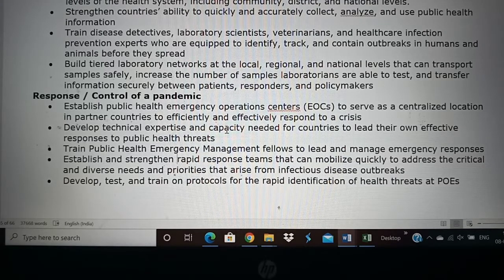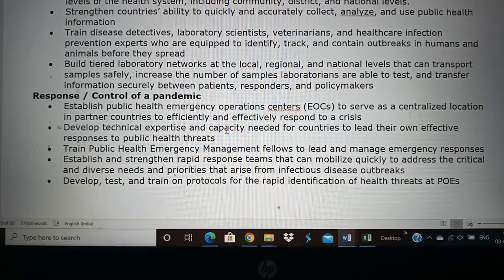Okay, then we also have to establish and strengthen rapid response teams. That is, they will quickly respond to any disease outbreak. Okay, see, within 5 days there will be hundreds of flights, hundreds of trains, and thousands of people will travel from one city to another state. So if we do not work in a rapid response manner, one infectious person can spread the disease to thousands and thousands of people.